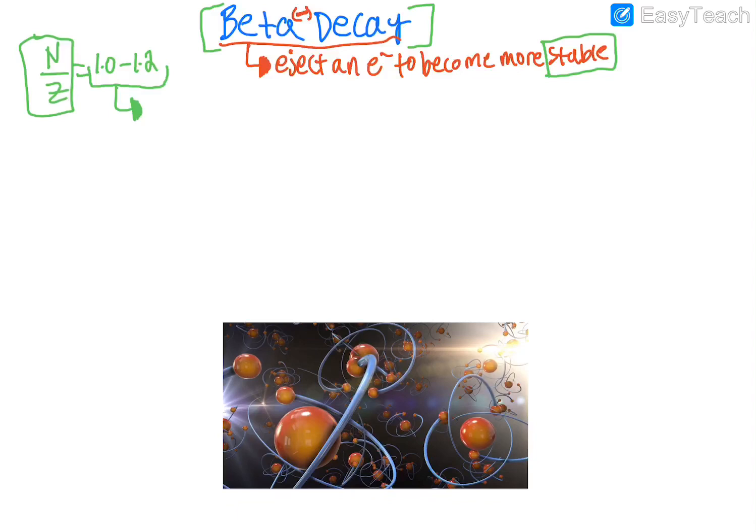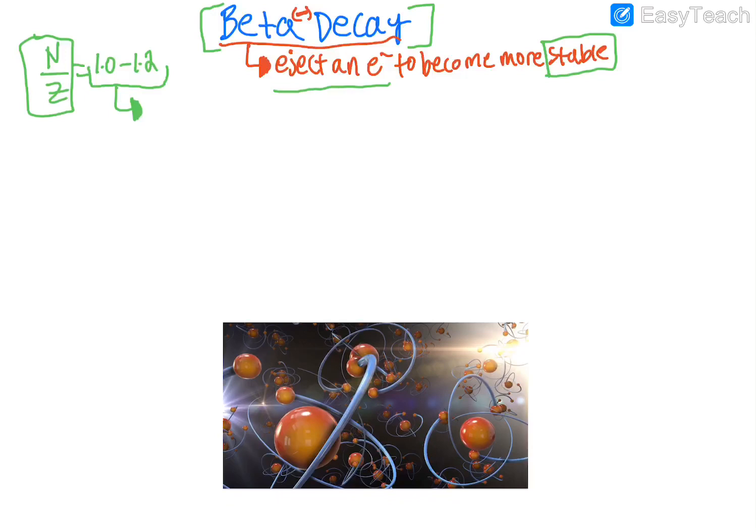Beta negative decay is just one of the many types of radioactive decay. Atoms will undergo radioactive decay if they're not stable. If the nucleus of an atom is unstable, it's going to undergo radioactive decay and try to become more stable. The basic idea behind beta negative decay is that the nucleus of an unstable atom will eject an electron to become more stable.